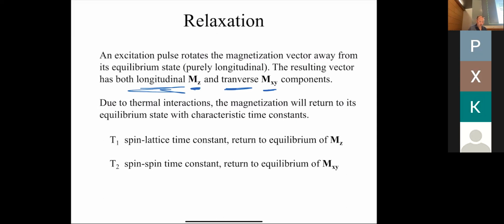Okay, so let's start introducing some notation. T1 and T2, you will hear all the time in MR. Everyone's talking about T1 and T2. T1 is the spin lattice time constant that governs how quickly you return to equilibrium in M sub Z. T2 is what's called the spin-spin time constant. It talks about how quickly this MXY component decays away. So you can think of T1 as regrowth and T2 as decay.